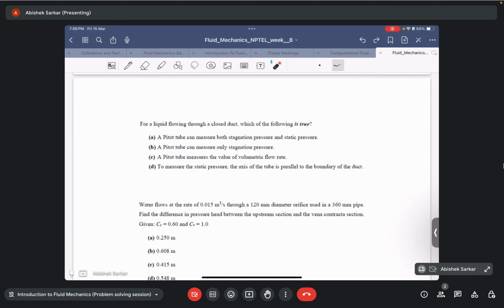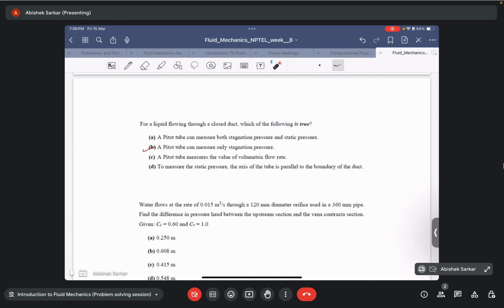Okay. But in the case of a pitot tube, it can only measure the stagnation pressure. So option B is correct, but let us see the other options as well. Option B is the correct answer, that's for sure, that it measures only the stagnation pressure. A pitot tube measures the value of the volumetric flow rate. No, as I mentioned, a pitot tube is specifically used to measure the velocity of the flow in a particular flow field.